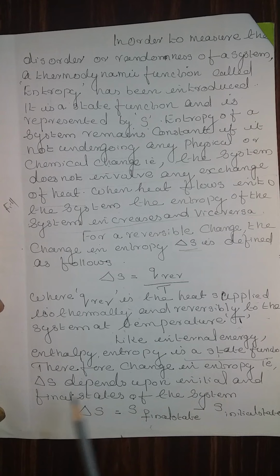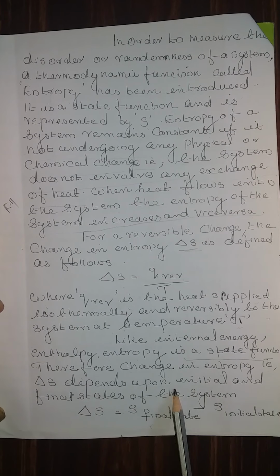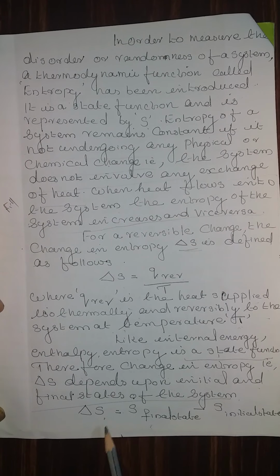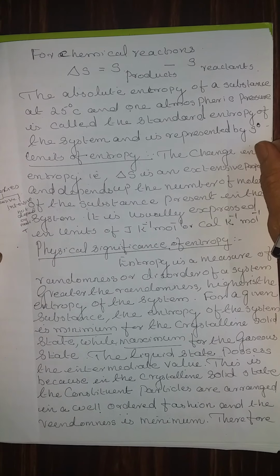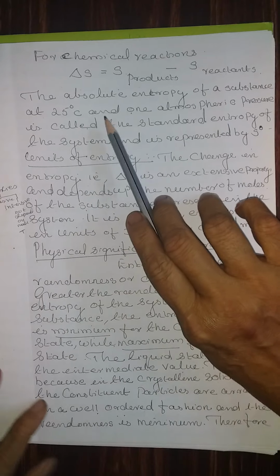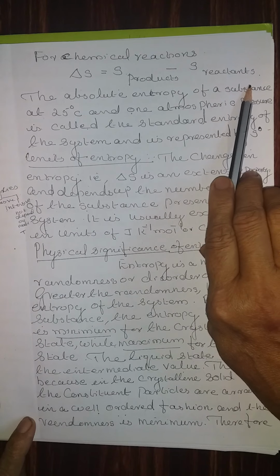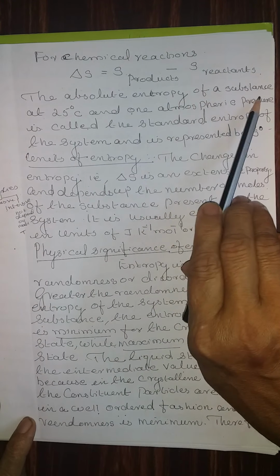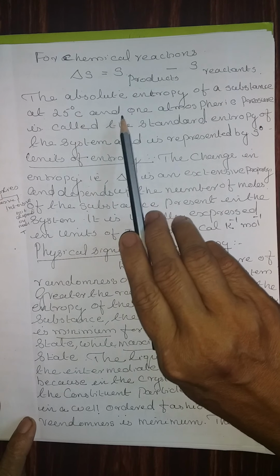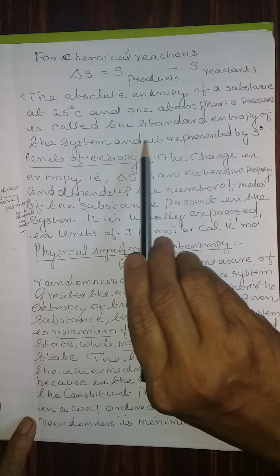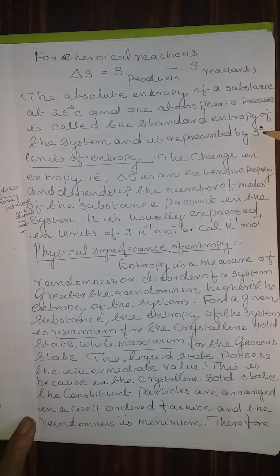Therefore, change in entropy, that is delta S, depends upon initial and final states of the system. That is, delta S is equal to entropy of the final state minus entropy of the initial state. For chemical reactions, delta S is equal to entropy of the products minus entropy of the reactants. The absolute entropy of a substance at 25 degrees centigrade and 1 atmospheric pressure is called standard entropy of the system and is represented by S0.